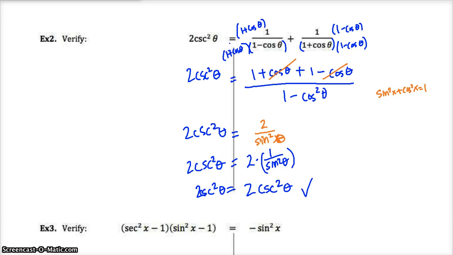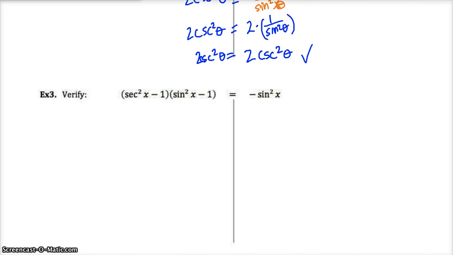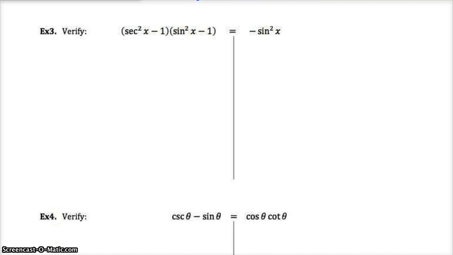Great. All right, moving on to my example 3. Example 3, I'm going to obviously work on my left-hand side because my right-hand side is a single term. What could I do? Well, I see this sine squared x minus 1, and I immediately think of sine squared x plus cosine squared x equals 1. So if I'm going to do sine squared x minus 1, what does that equal? Well, we have to move the cosine squared to the other side, so that becomes negative cosine squared x. So I'm going to replace this with negative cosine squared x.